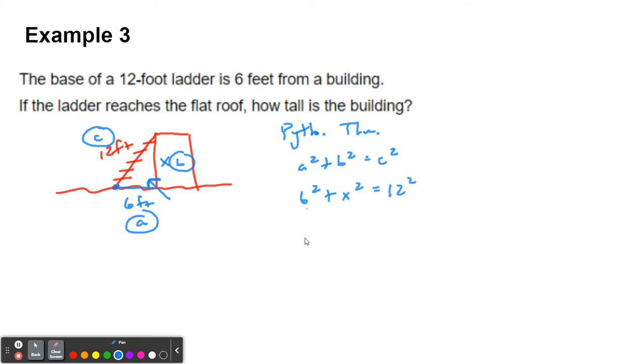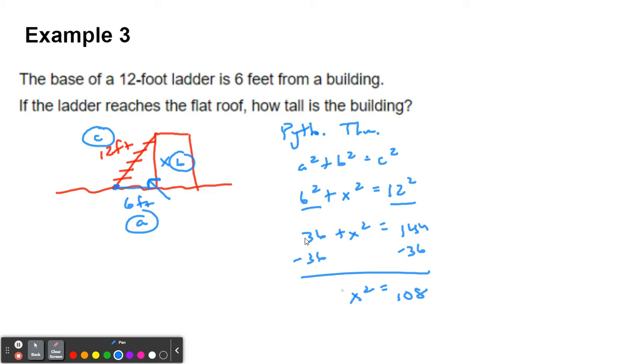Now notice this time the 6 squared and the 12 squared are on opposite sides, so we're going to square them individually. Just type in 6 squared in the calculator, you get 36. The plus x squared just comes down. Type 12 squared in the calculator, it's 144. And now we have to get the x squared by itself. There's this positive 36 right here, so get rid of it by subtracting. So x squared equals 108.